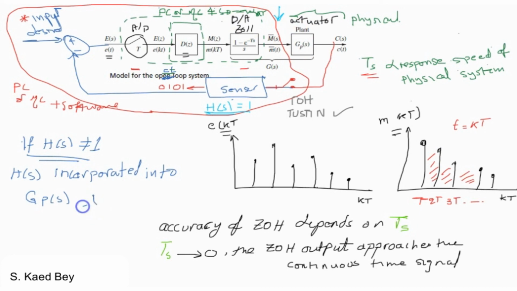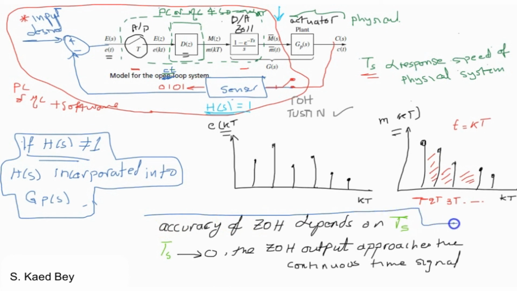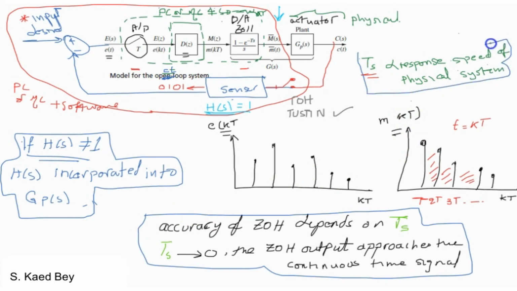This was a quick review on the structure of the digital control closed loop systems together with the sampler and data hold representations.